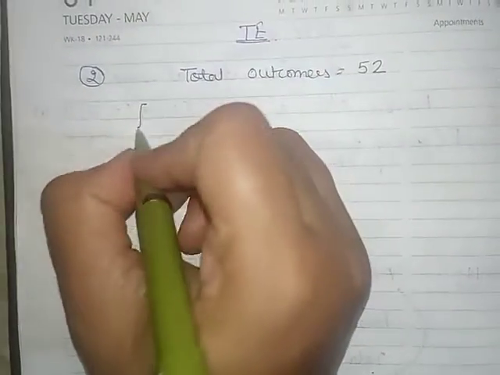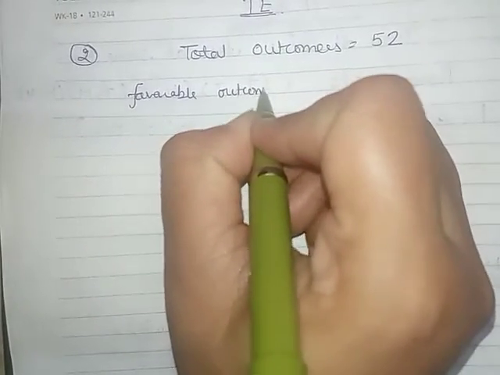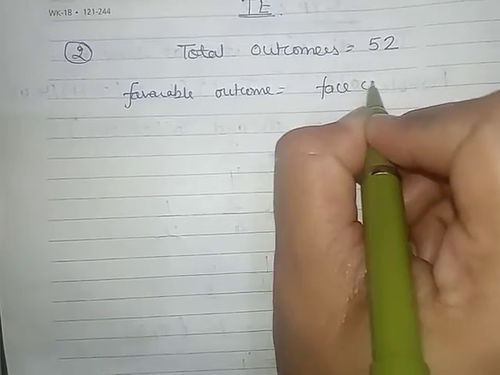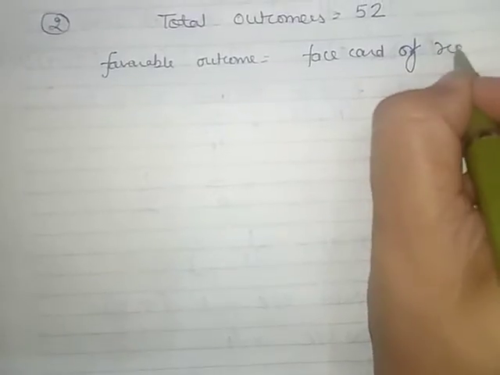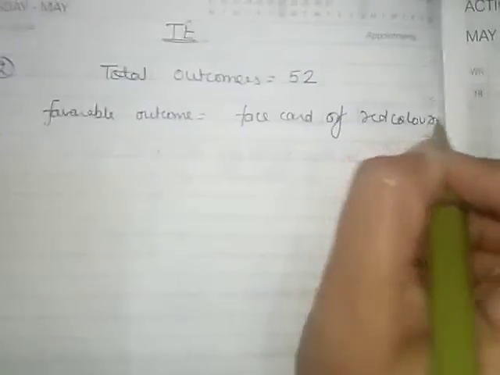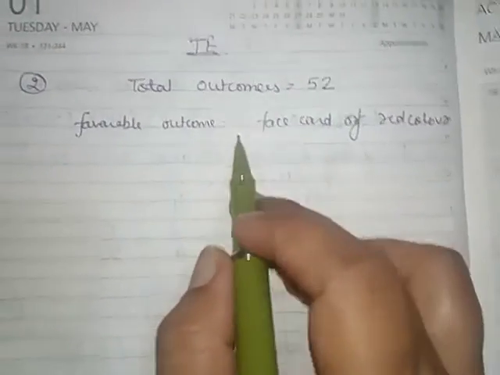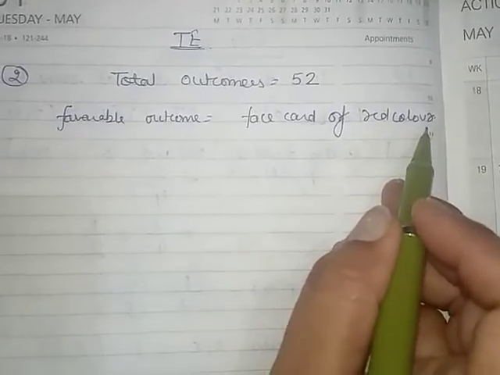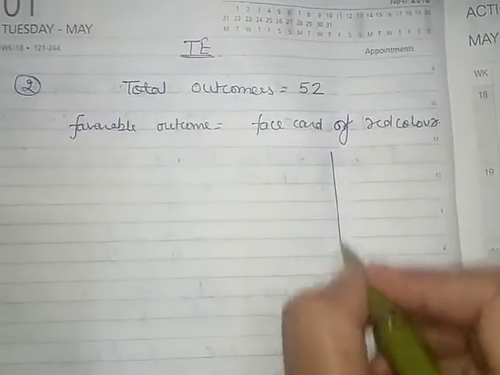So the favorable outcome is face card of red color. So they are asking for the favorable outcome, face card of red color. Now how many face cards are there in total? If we see, we basically have 3 face cards, that is king, queen and jack.